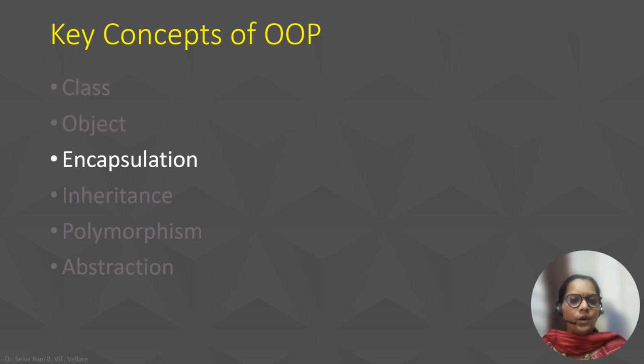Encapsulation. It's a process of bundling data and methods that operate on the data. Inheritance. It is an ability of a class to derive the properties and methods from another class, either one or more number of classes. Polymorphism. It is an ability to use a single interface for different types. Abstraction. It's hiding complex implementation details and exposing only the necessary parts.